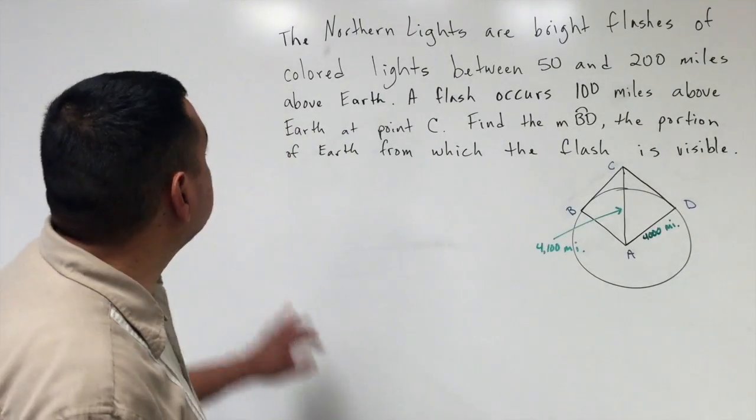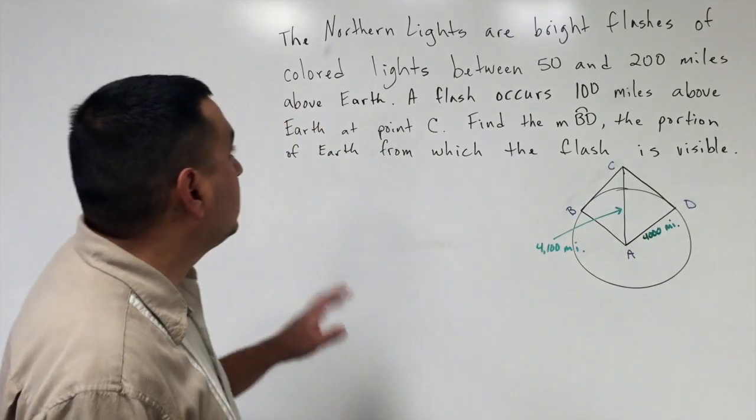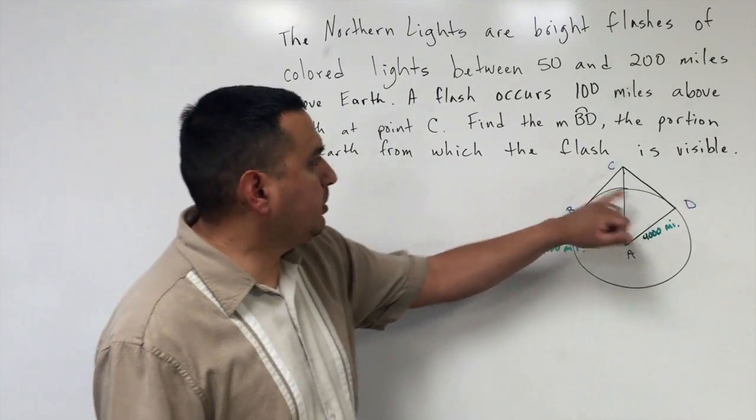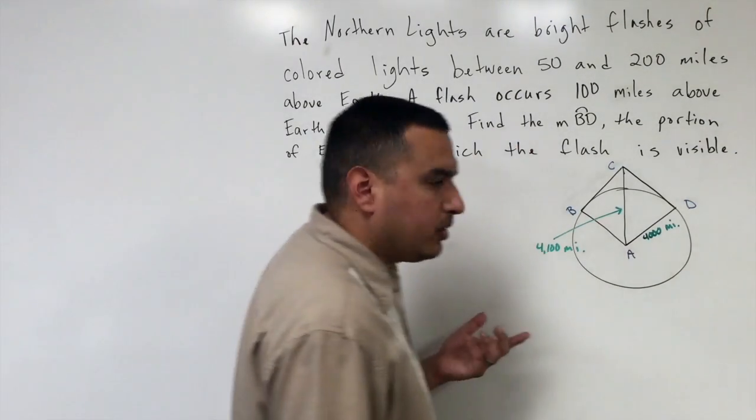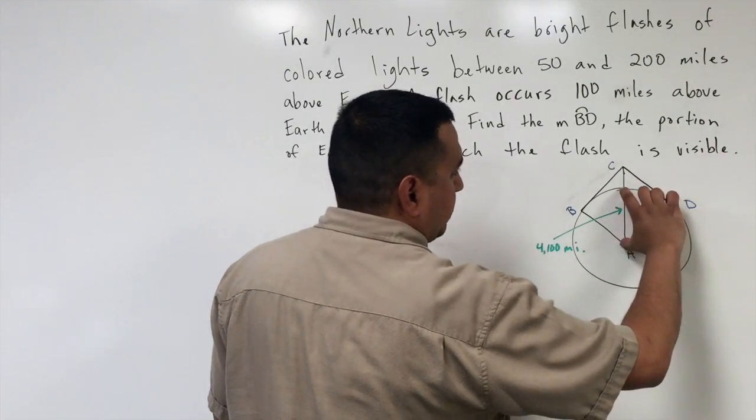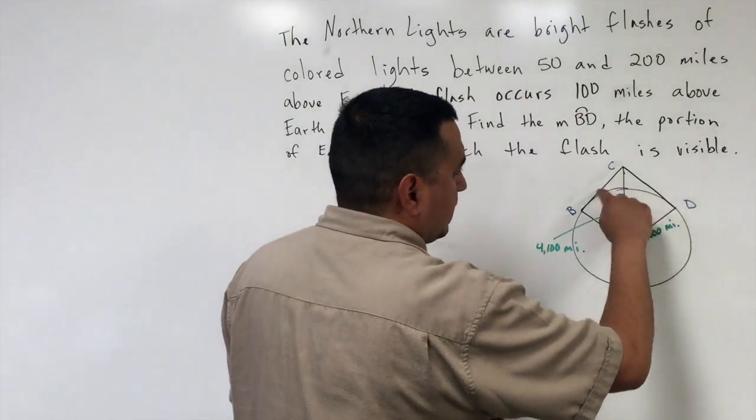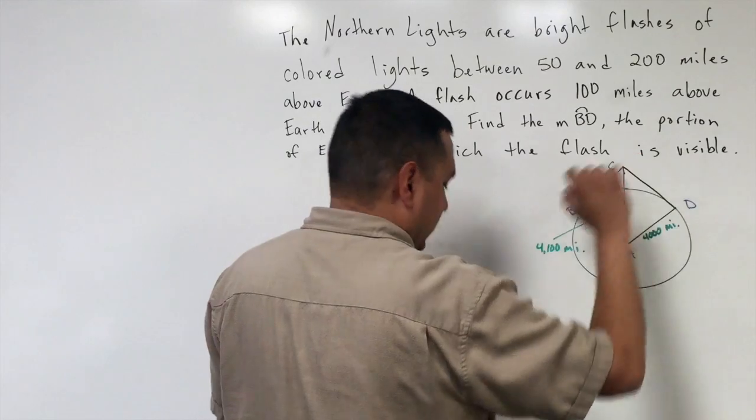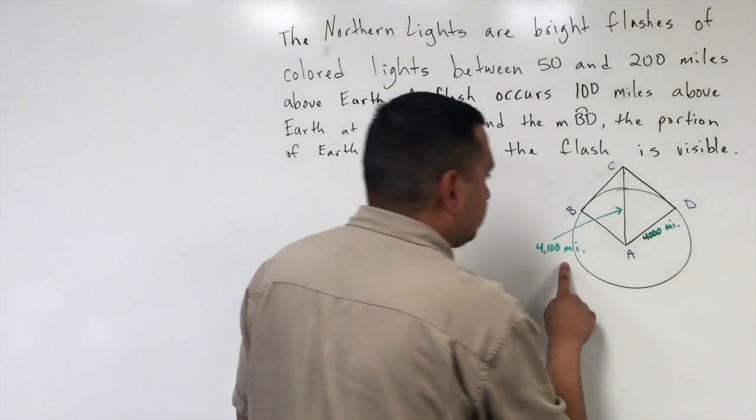Alright, so here we have a word problem. It says the northern lights are bright flashes of colored lights between 50 and 200 miles above Earth. A flash occurs 100 miles above Earth at point C, and we want to find the measure of arc BD, the portion of Earth from which the flash is visible. I went ahead and marked these out for you. The radius is 4,000 miles. Now, from A to this point right here, where it crosses the Earth's atmosphere, would be 4,000. But since it's 100 miles above the Earth at point C, I need to add that extra 100 miles here. So this length of AC is 4,100 miles.